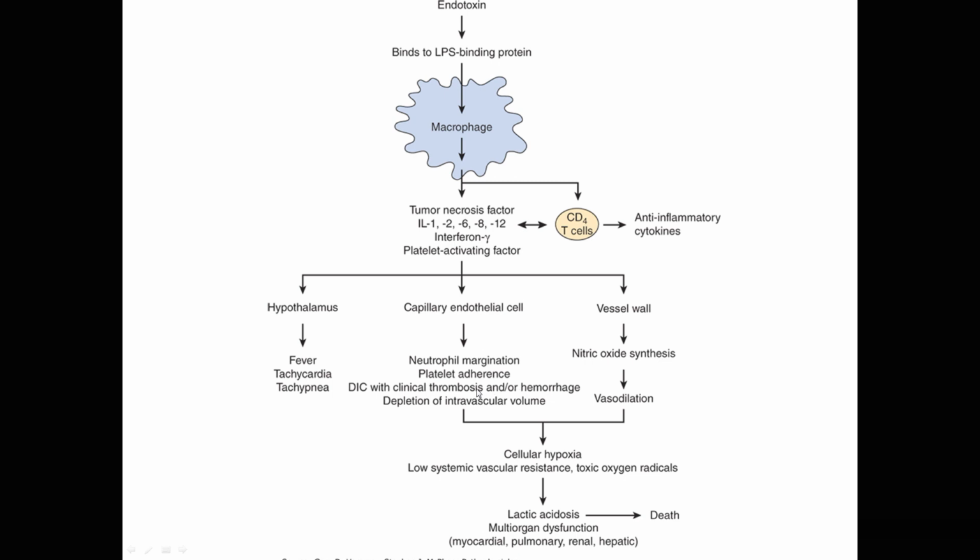Because of the damage to the endothelium and the increased permeability of the endothelium, fluid loss, depletion of intravascular volume. This will cause hypotension, decreased blood pressure, and decreased perfusion of the periphery. In the tissues, cellular hypoxia will be observed. Hypoxia is related to decreased oxygen delivery because of the depletion of the intravascular volume. So, hypoxia, energy deficiency, and also toxic radicals, active radicals release.